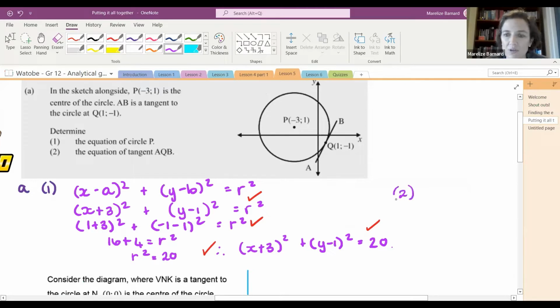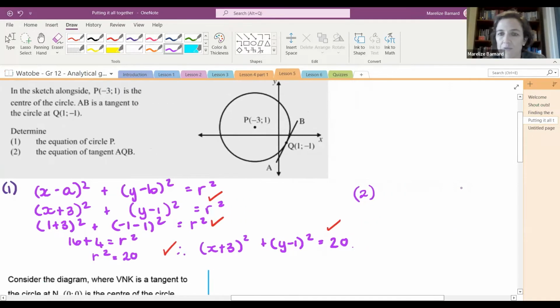For question 2, we need to find, first of all, the gradient of the tangent. We don't have enough information for the gradient of the tangent, but we can calculate the gradient of the radius. So we go 1 minus 1. Remember, if we have the gradient of the radius, we can determine the gradient of the tangent, because the tangent and the radius are perpendicular. That was our last lesson. That was on Tuesday. We did a lot of equations of the tangent on Tuesday.